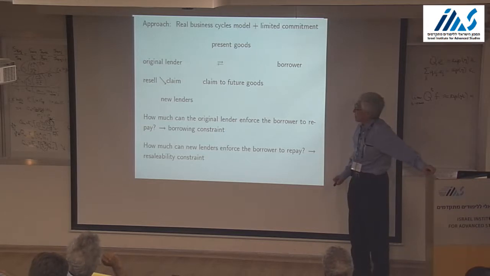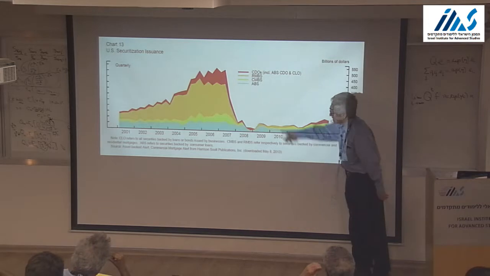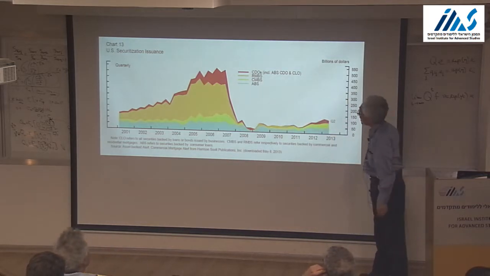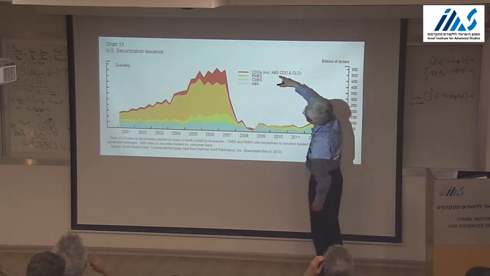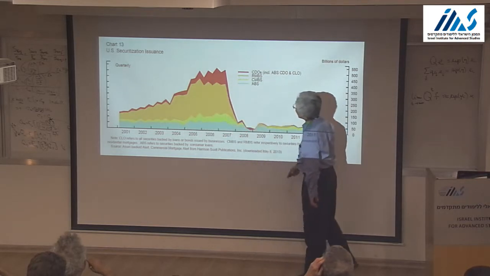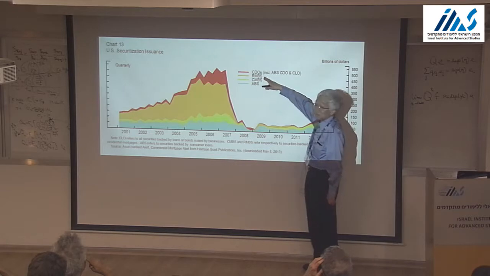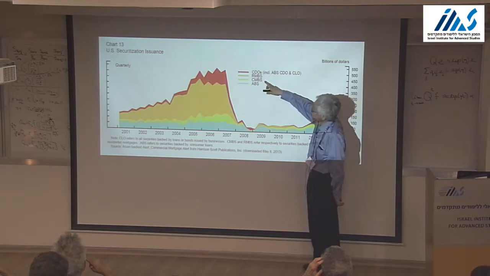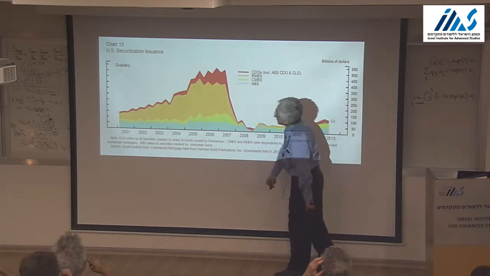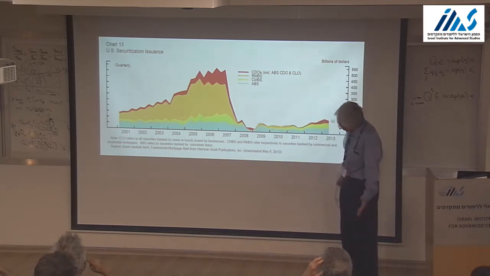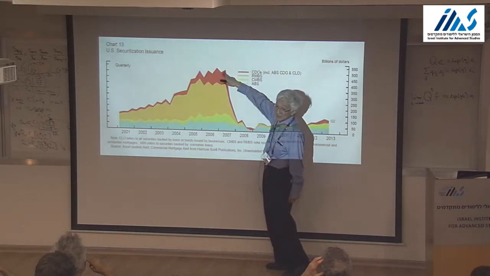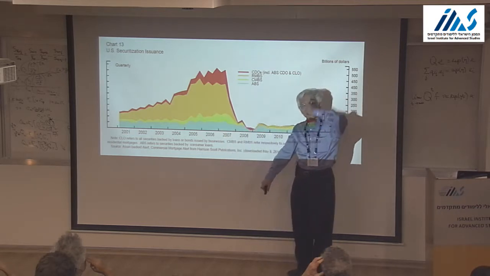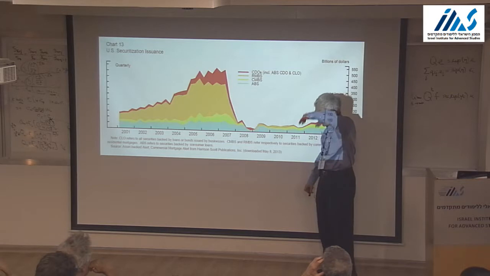Okay, so let's write down the macro model. No, before doing that, this is a picture I borrowed from Tobias Adrian and Hyun Shin and so on. Actually, this is the US issuance of asset-backed securities. Some of them are mortgage-backed securities. This is the residential mortgage-backed securities. This is the commercial mortgage-backed securities. And this is the issuance in the last three months, or one quarter. So what happened is that in the middle of the 2007 summertime, the secondary market of the mortgage-backed securities started freezing.